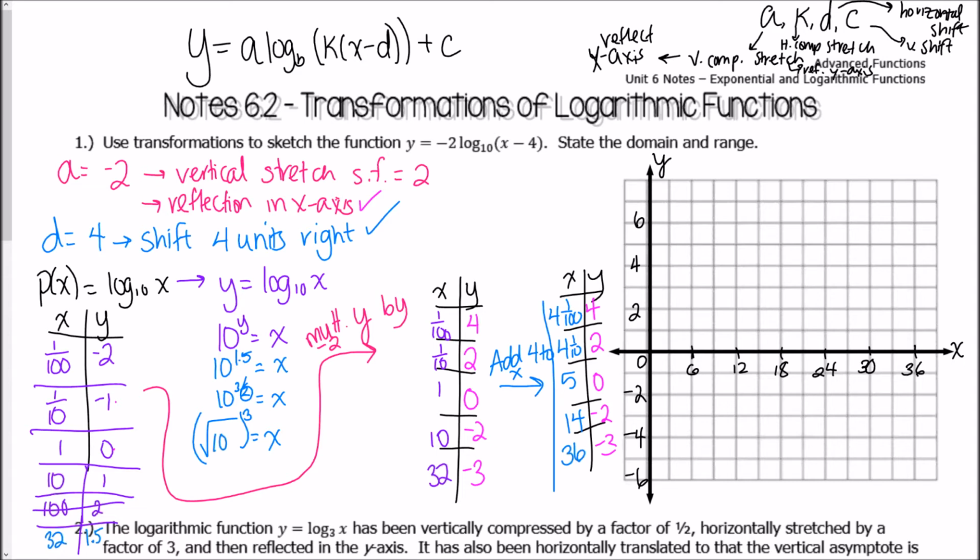So for my parent function, my first x value that I have is 1 over 100, and then I have -2. So it's super, super tiny right here. Okay, my x value is really small. The next one that I have is 1 over 10, -1. It's still pretty small. Then I have 1, 0. Then I have 10, 1. And then lastly right here, I've got 32. We'll go with 1.5 right here. Okay. So here is my parent logarithmic function.